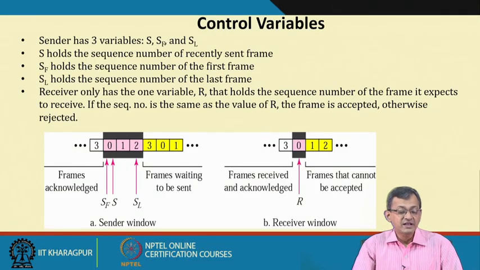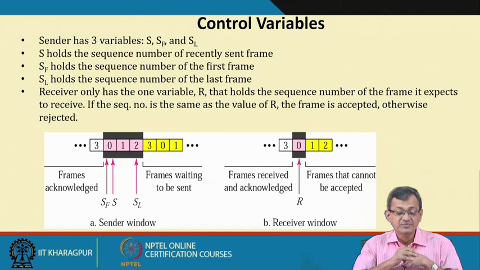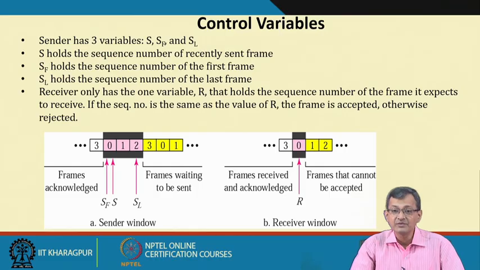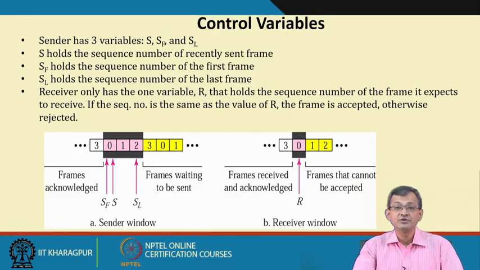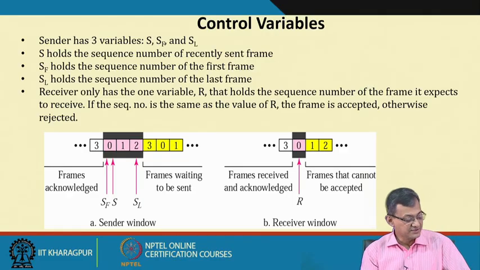Control variables: the sender has 3 variables, S, SF and SL. SF and SL are the end markers, that is, the first frame and last frame, and S is the currently sent frame, right. The receiver has only one variable R to hold the sequence number of the frame it expects to receive. So, if it is expecting 0, it will be on that. If the sequence number is the same as the value of R, the frame is accepted, otherwise it is rejected.